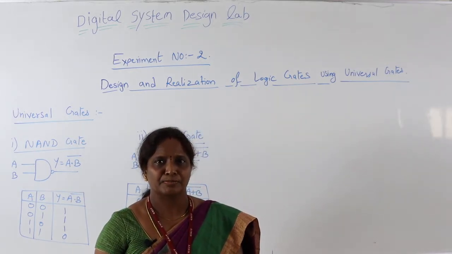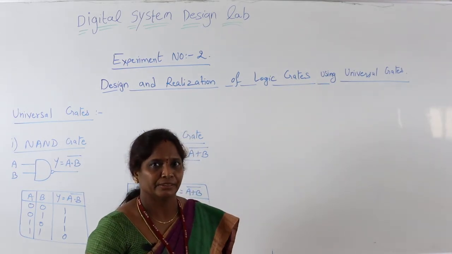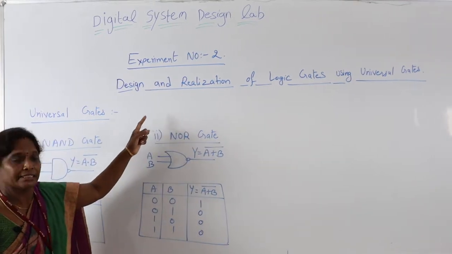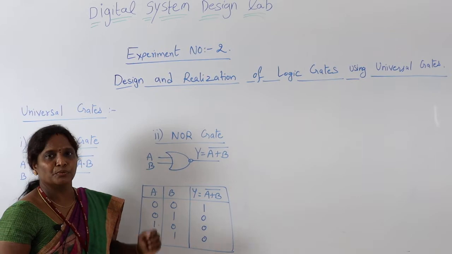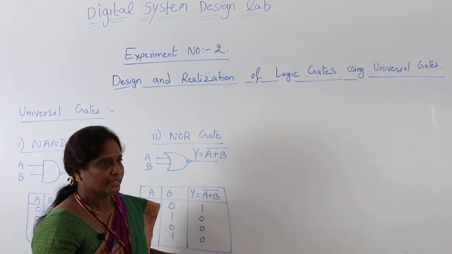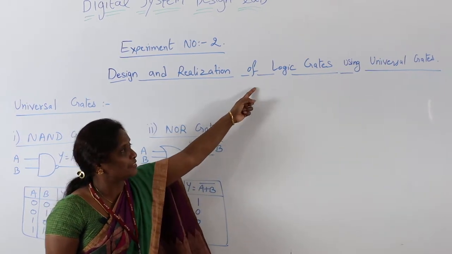So today I will explain the second experiment from Digital System Design Lab. The second experiment is design and realization of logic gates using universal gates. So you have to design the logic gates using universal gates.